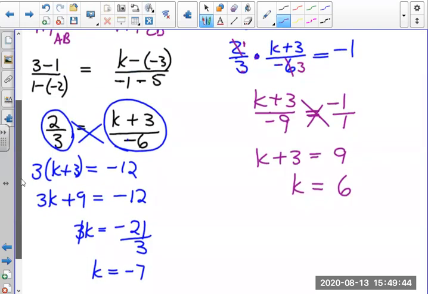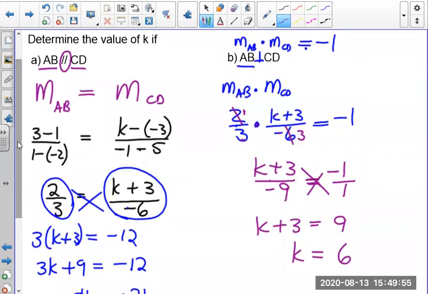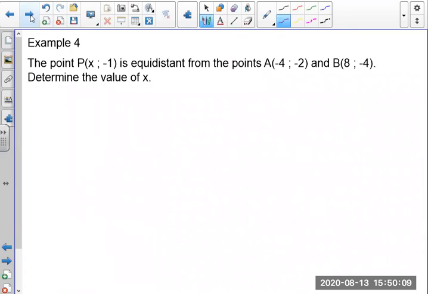They love asking you questions like this. And although it's number A and B of the same sum, it's totally two different answers because they ask you two totally different questions. Okay, let's carry on.